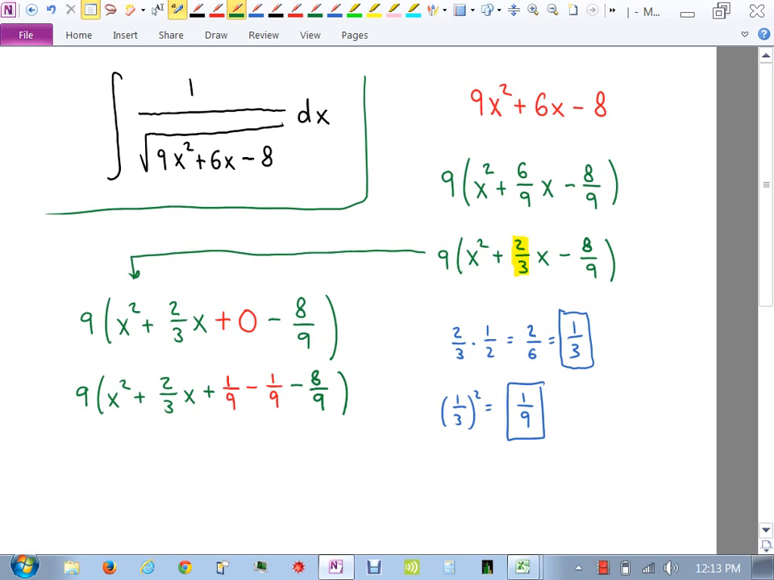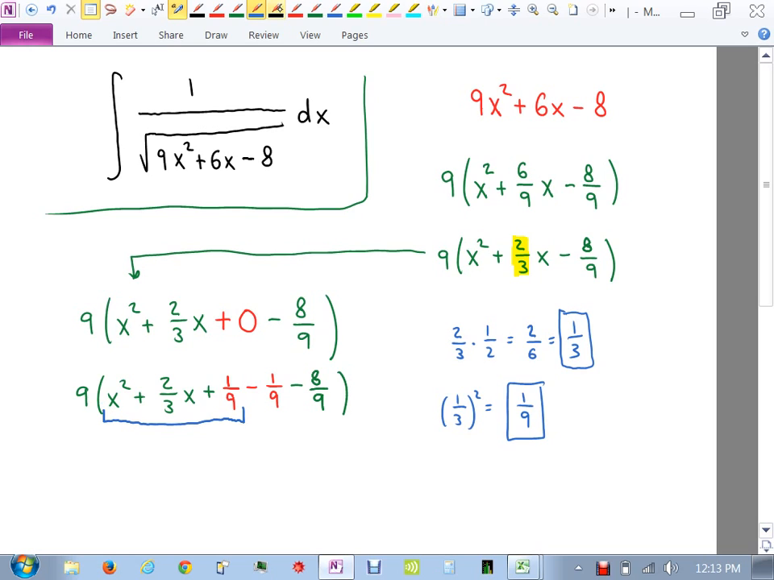Okay, that was kind of weird. And then I did this stuff and it just wound up being, I'm adding it and subtracting it. So I still haven't changed it. But I'm guaranteed now, guaranteed, if I did everything right, the first 3 terms will factor as a perfect square trinomial.